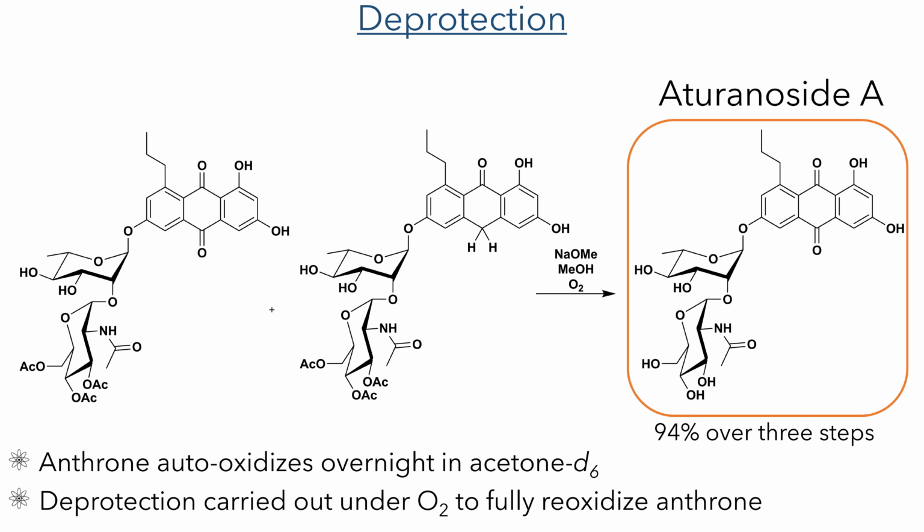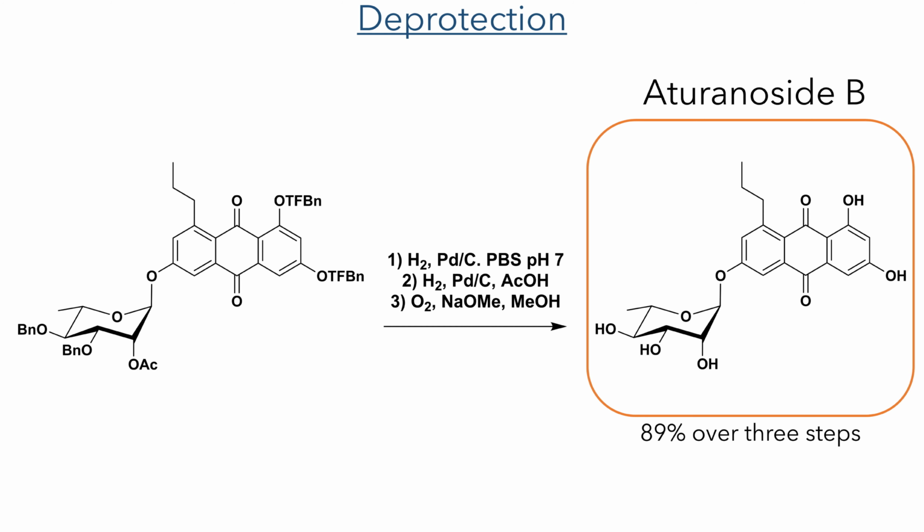This reaction was another Zemplén deprotection to hydrolyze the acetyl esters, to produce the target Aturanoside A in a 94% yield over 3 steps. This deprotection also oxidized all of the anthrone to the target anthraquinone and left the amide intact on the N-acetylglucosamine moiety, more commonly referred to as GlcNAc. To produce Aturanoside B, they carried out a similar deprotection sequence, using the rhamnosylated intermediate which they had previously made. This was successful in producing the target compound in an 89% yield over 3 steps.